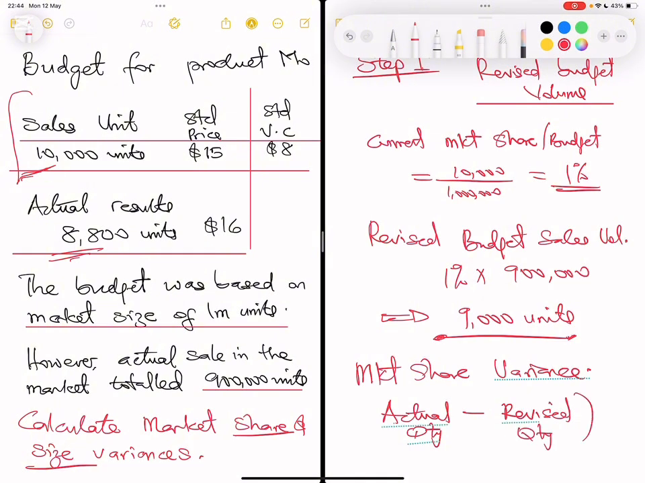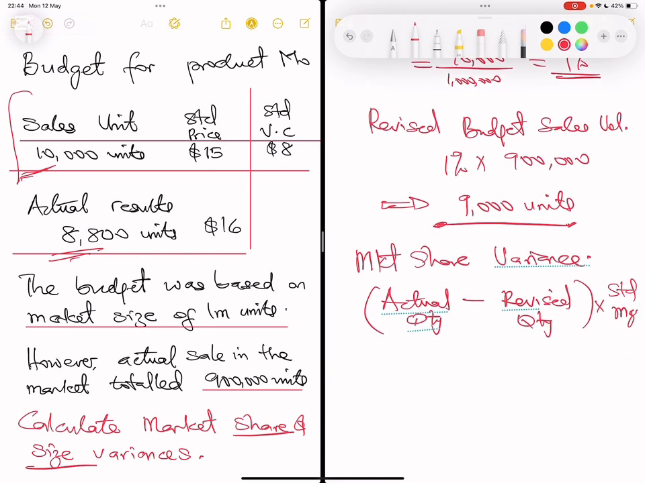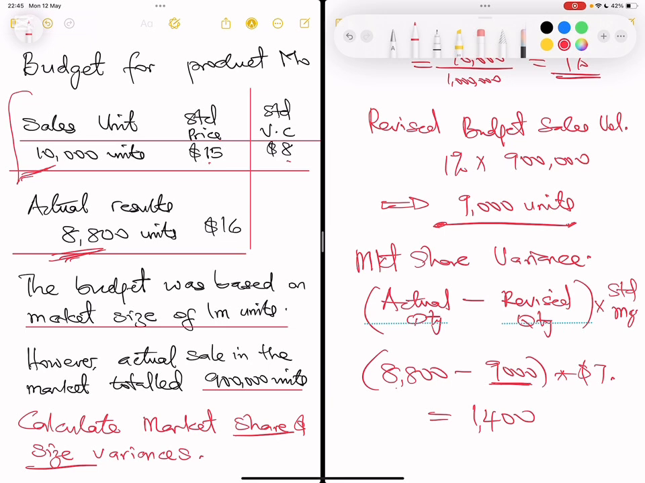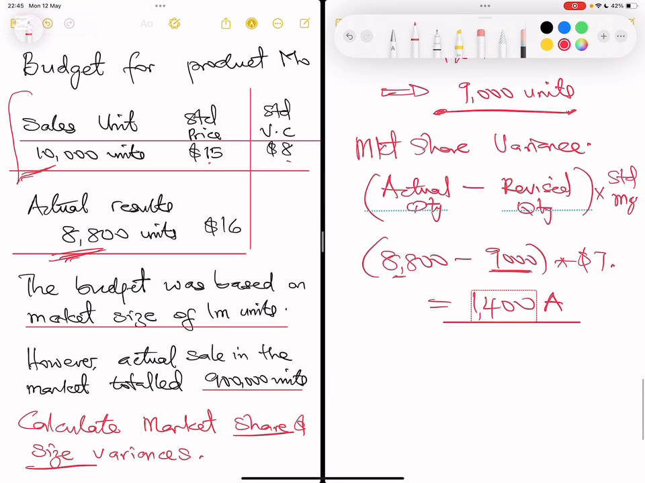And we're going to be valuing, as usual, at standard margin. So actual quantity, 8,800. Revised, 9,000. Standard margin, 15 minus 8, that is $7. So that's 200 times 7, that's 1,400. We should be selling 9,000, but we only sold 8,800. So that is adverse. Sorted first.